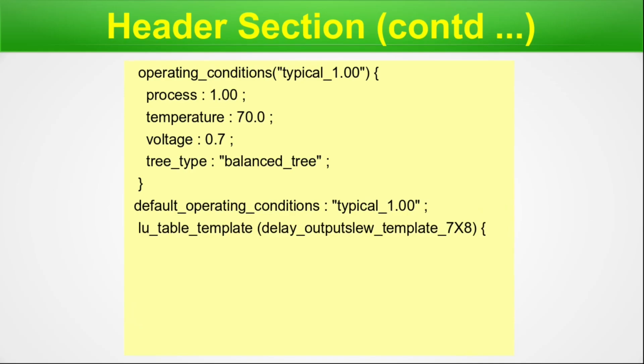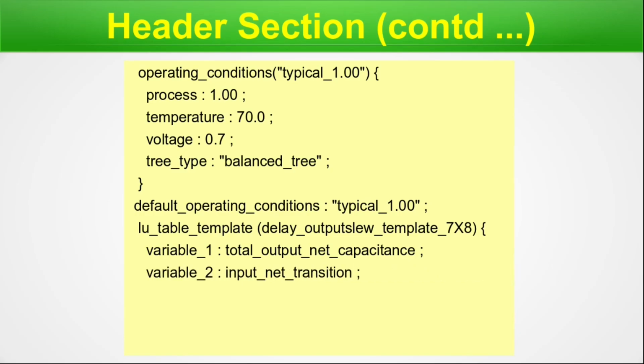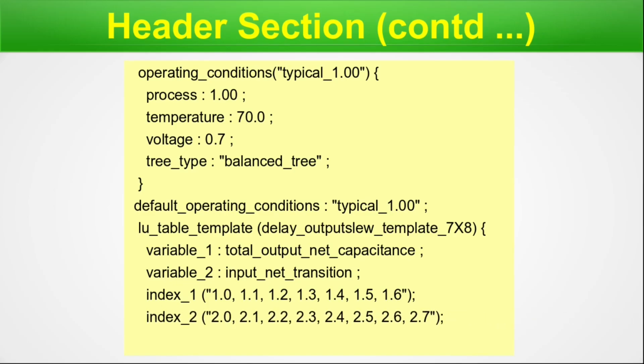LU table template delay output slew template 7/8, variable 1 is total output net capacitance, variable 2 is input net transition. Then comes the variation of the variable 1, that is index 1, meaning the total output net capacitance. These will be the values on which we have done the variation. Index 2 has a set of variation values here, and we close the LU table template.